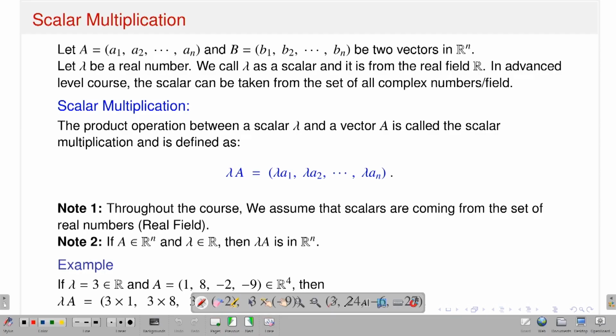For example, I take lambda equal to 3 and capital A as the vector in R4, 1, 8, minus 2, minus 9. Then lambda times A, I have to multiply component-wise. 3 into 1 is the first component, 3; 3 into 8 is the second component, 24; 3 into minus 2 is the third component, minus 6; 3 into minus 9 is the fourth component, minus 27. So, lambda times A, that is 3 times A, is the vector 3, 24, minus 6, minus 27.